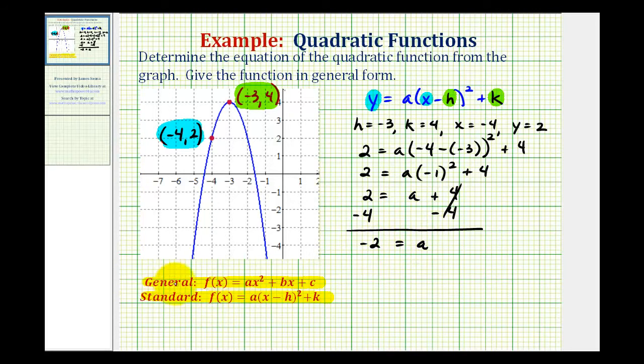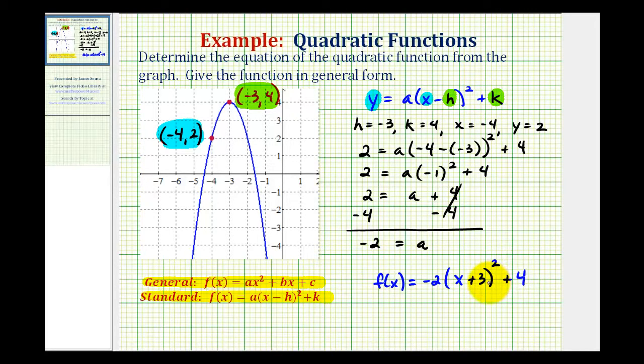So our function in standard form is going to be f of x equals a, which is -2, and then we'll have the quantity x minus h squared. Remember, we do want x in our function, so we're going to have x minus h, but h is -3. Minus -3 will be +3. So we have x plus 3 squared, then plus k. Again, k is 4, so we have +4.